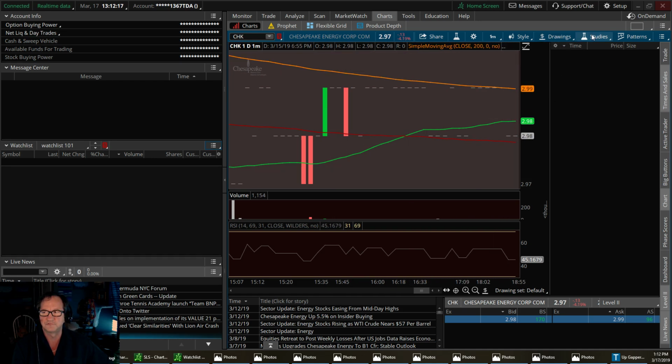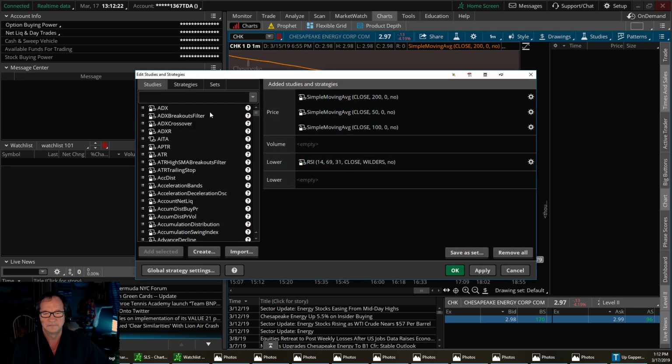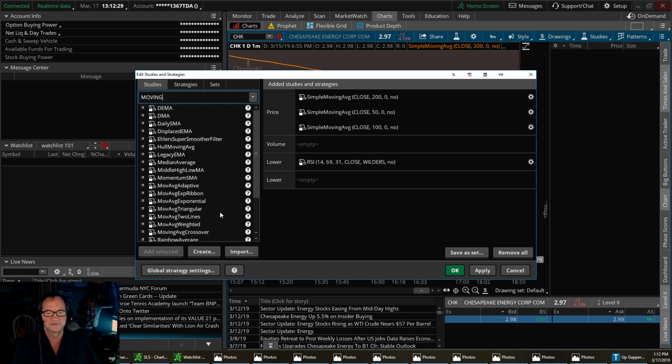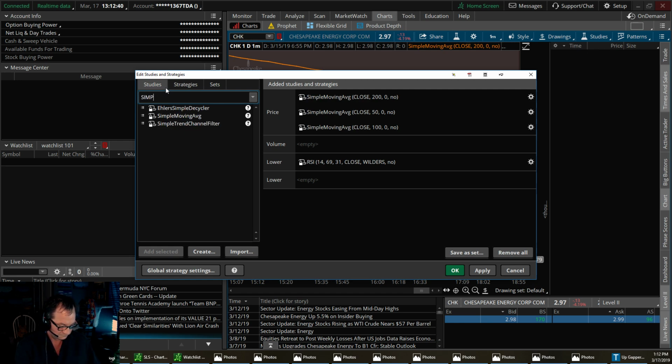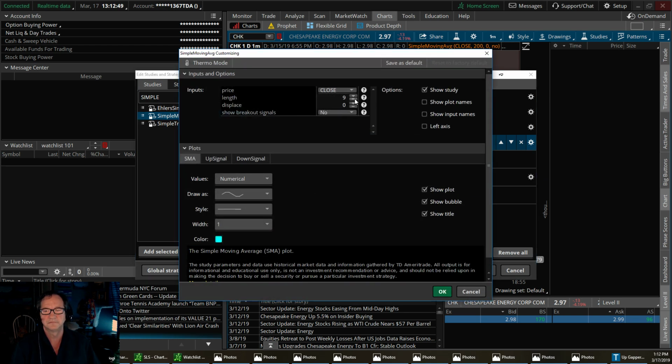so what I'm going to do is show you how I added it on the Thinkorswim platform. I go into studies, I add studies, and I'll type in moving average, M-O-V-I-N-G, and right off the bat comes the simple moving average. Well, I should type in simple first, it'll probably help. And then I just double click simple moving average on it, it pops up in this window. So I go to the gearbox and I'll change this to 20.